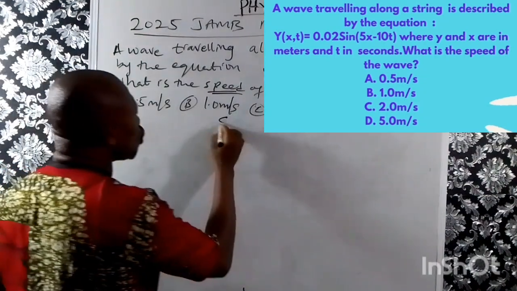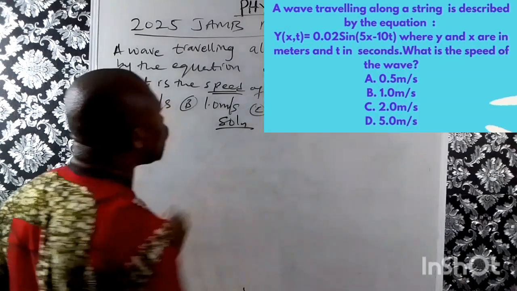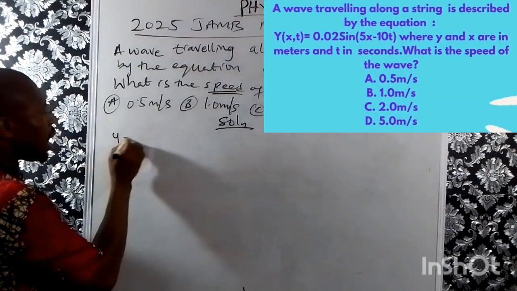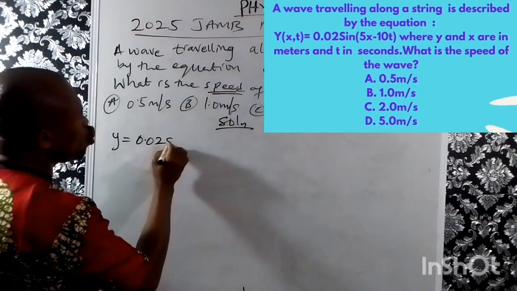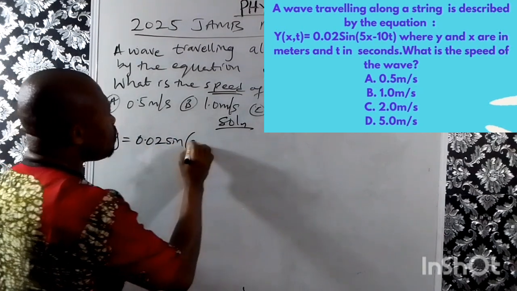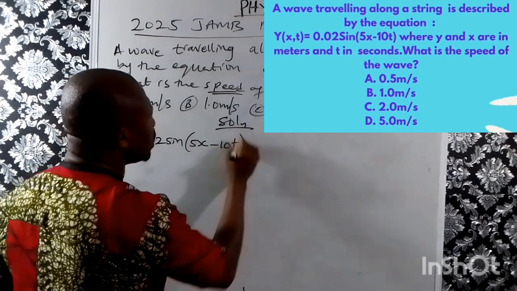Now let us start. Solution. Now, if you have y equals 0.02 sine (5x minus 10t).